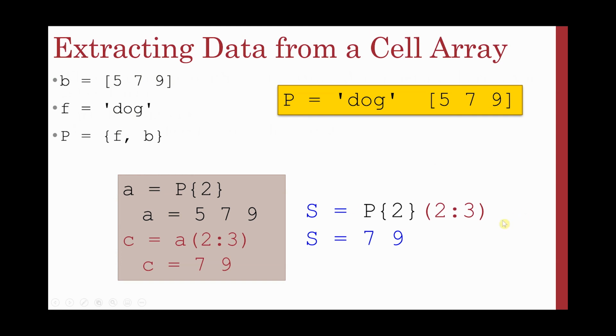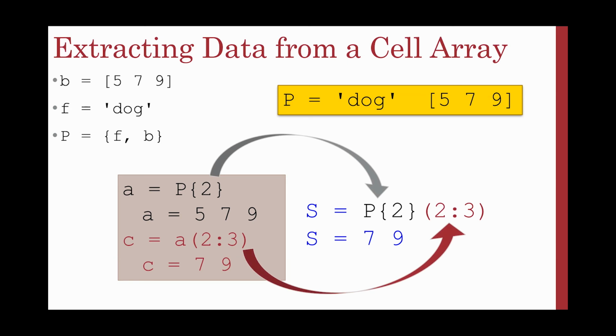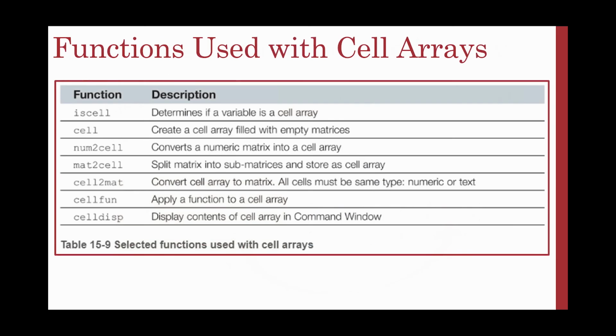So using this syntax, where first we extract something from our cell array, and then we extract something from our extracted information, is a shortcut to combining two lines of code. So first we extract the information from the cell array using curly braces, and then we extract information from that data using our parentheses like we were previously used to. It allows us to combine these two lines of code.